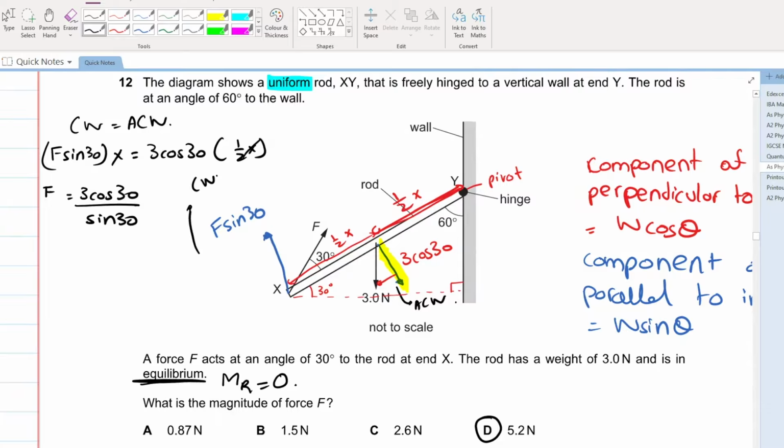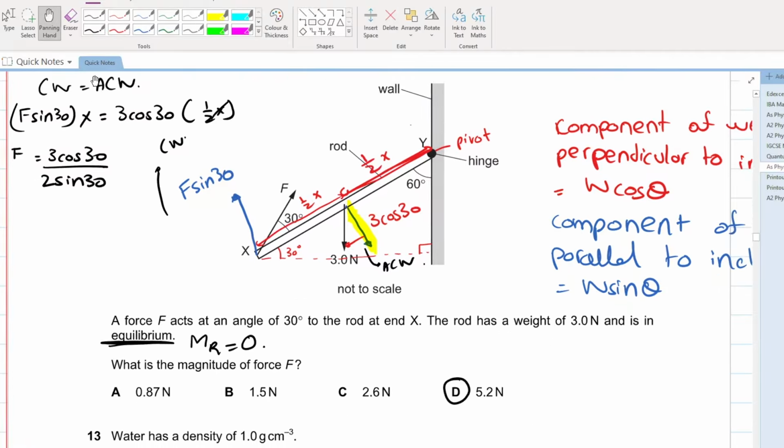One second, which question is this? 12. Acha. Have we made a mistake here? Yes, we have made a mistake here. Son, we have failed to account for this 2. We also have to account for this 2, so yeah. Divide by 2. I guess C is the correct answer. Yeah, C is the correct answer. Shabash.